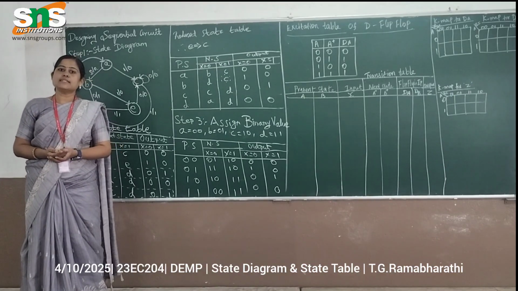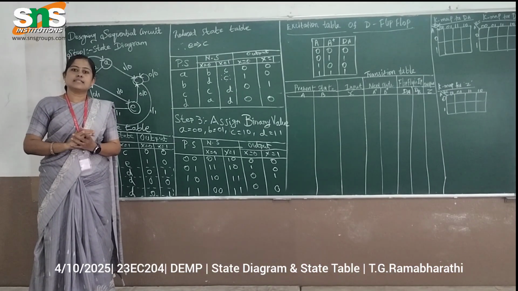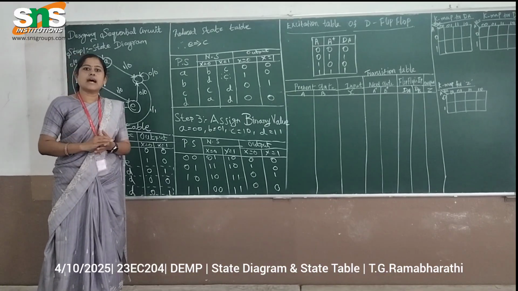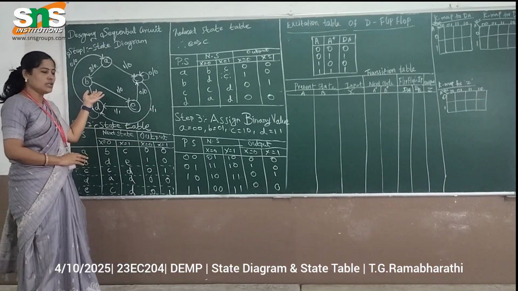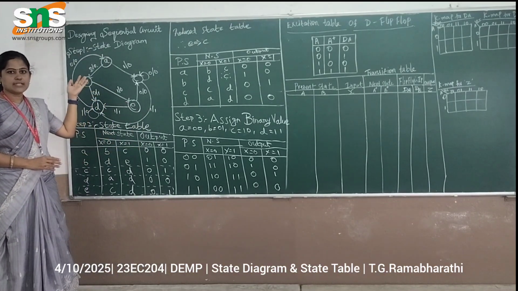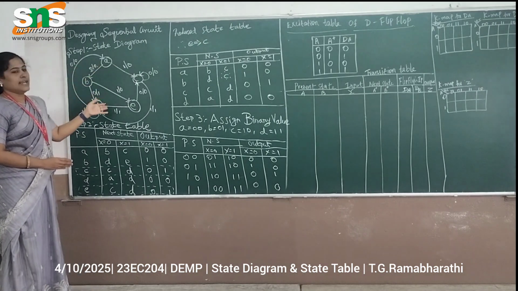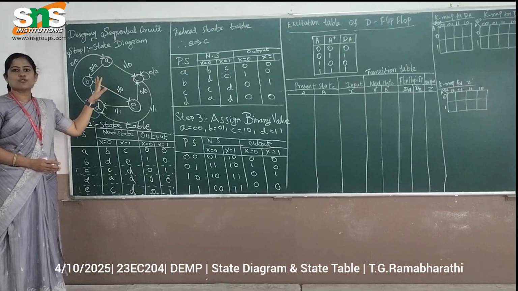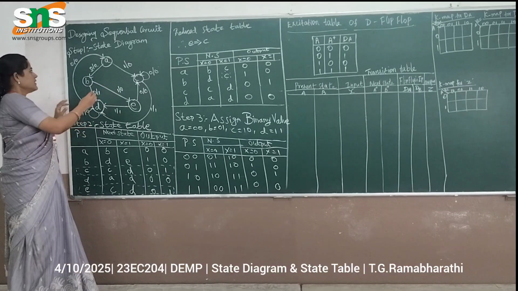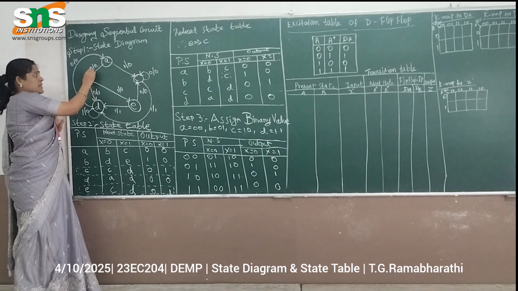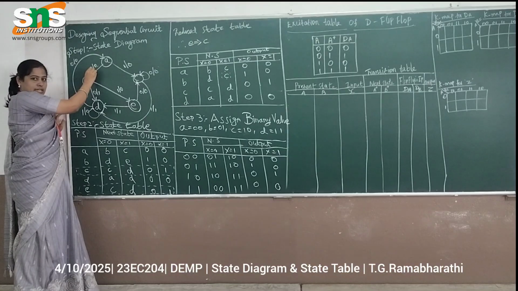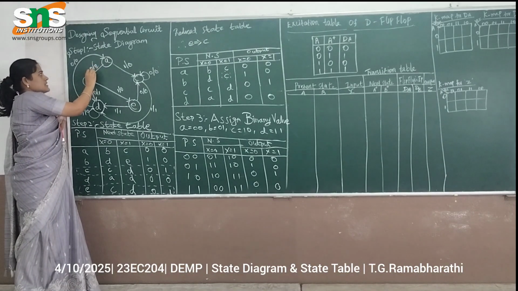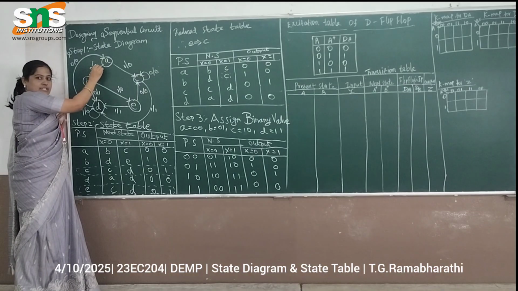In some cases they directly give the state diagram, so we start with that state diagram. In this case they have directly given the state diagram. It has 5 states: A, B, C, D, E. Then this is the present state, the transition input, and this is the output. The left side of the slash is the input, and the right side of the slash is the output.